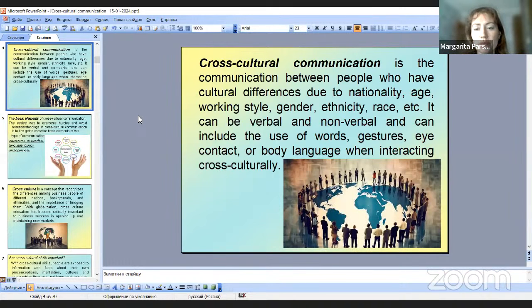Cross-cultural communication is the communication between people who have cultural differences due to nationality, age, working style, gender, ethnicity, race, etc. It can be verbal and non-verbal, and can include the use of words, gestures, eye contact, or body language when interacting cross-culturally. So it's the relationships and communication between different countries, different nationalities, and also genders and race.